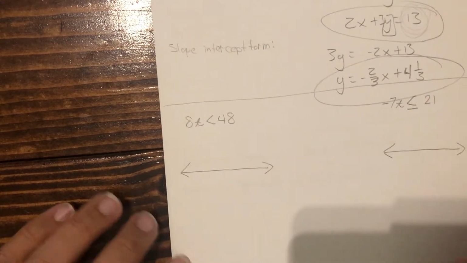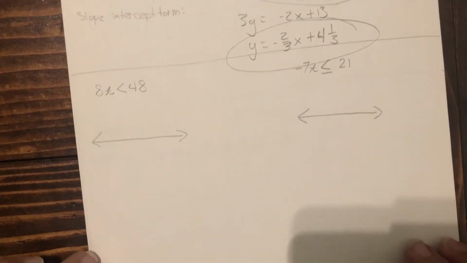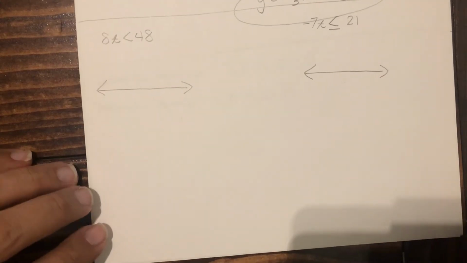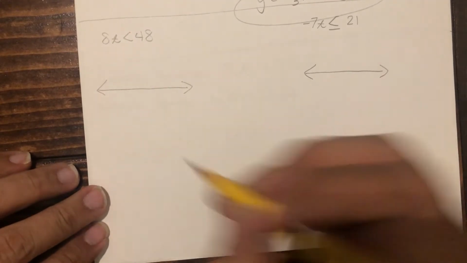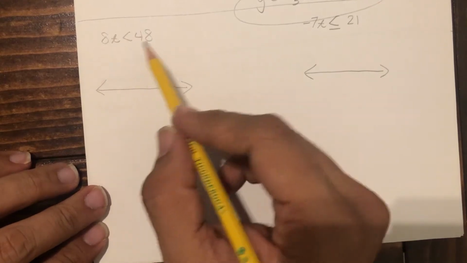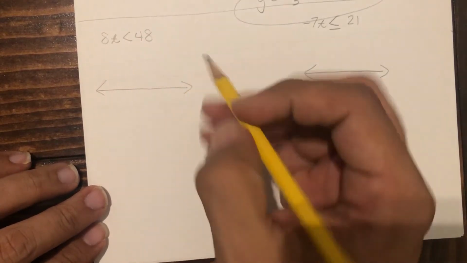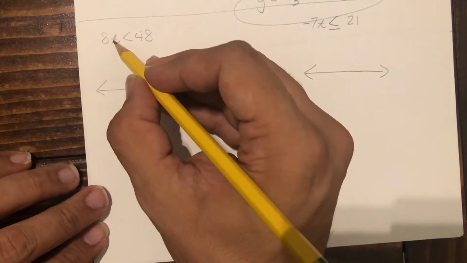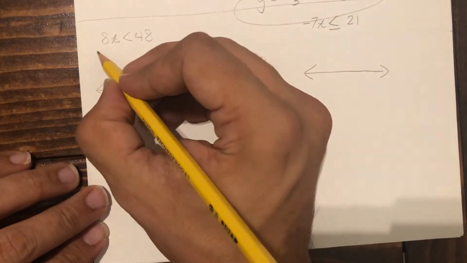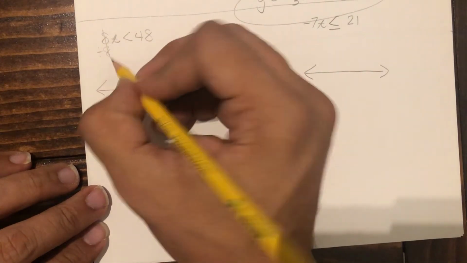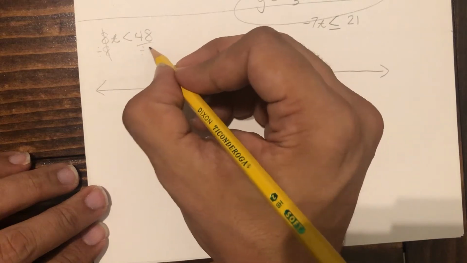All right, here we go. Now we're solving. Hopefully I didn't get too much off screen there for that question. Okay, so here you can see everything. So let's do 8t is less than 48. We're going to solve this. We're going to divide by 8 on both sides because 8 and t are multiplying. So divide by 8 on both sides.